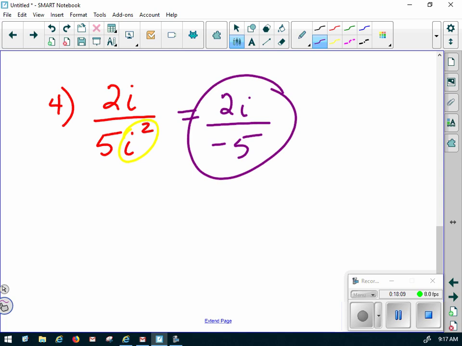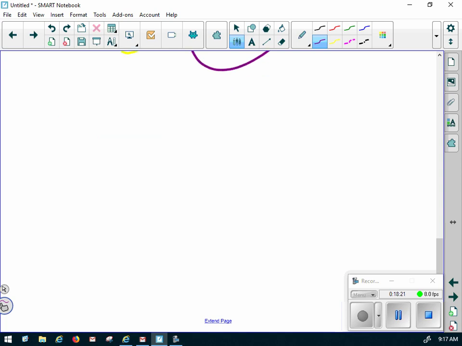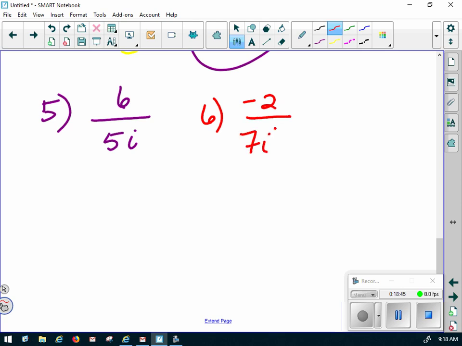Now, you're going to try. I'm going to give you some problems to do. You think you're ready? Okay, number 5: 6 divided by 5i. You're going to do 3 problems. Negative 2 divided by 7i squared. And 5 divided by negative 3i.